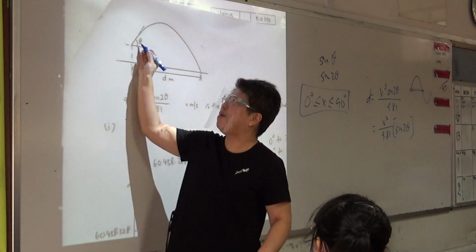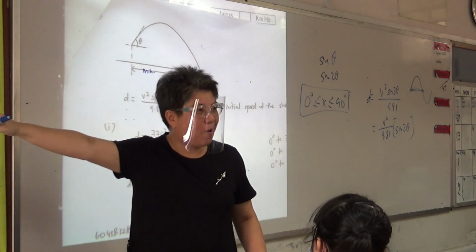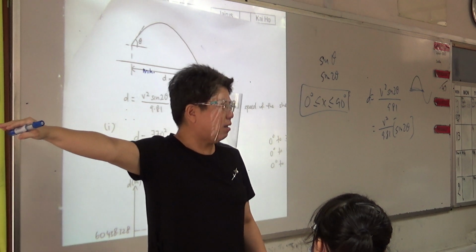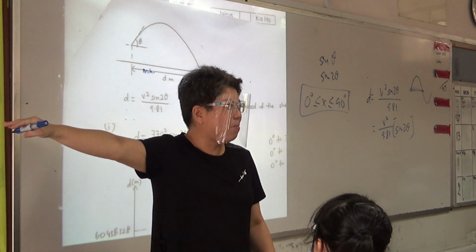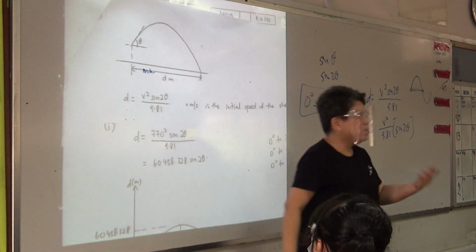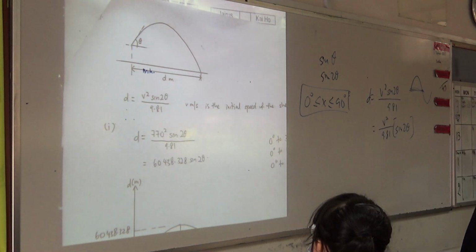Obtuse will be this way, right? You bomb your own base. You understand what I'm talking about? So you must be alert in what the question is asking.